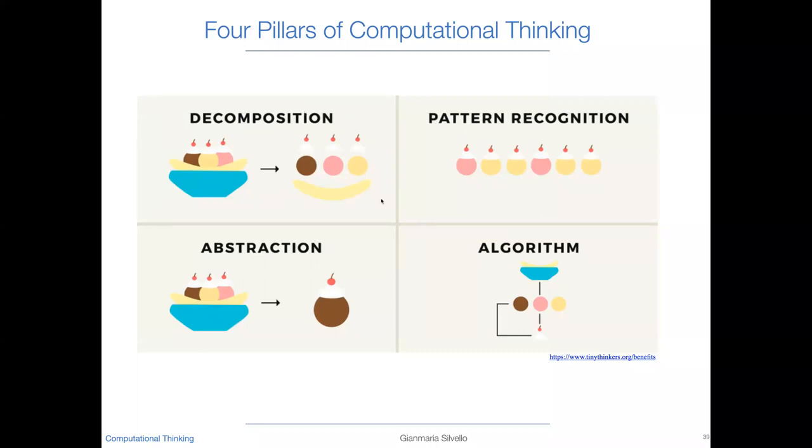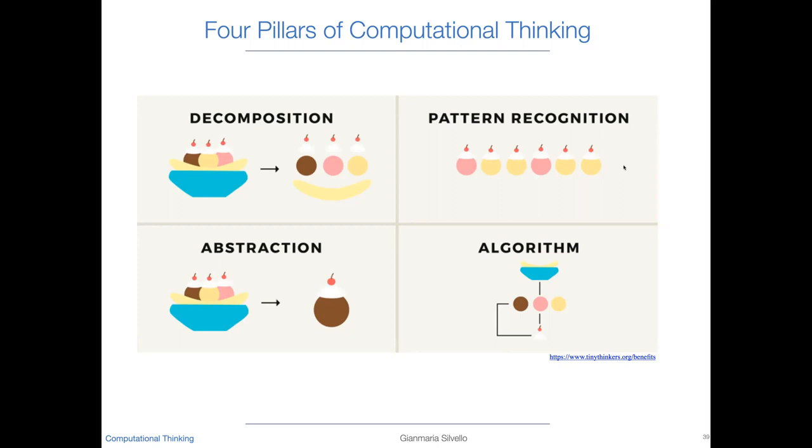Then another thing is pattern recognition. You see, all these objects are the same, just the color is different. Say that your problem is you want to eat this stuff. With pattern recognition, you say, well, if I know how to eat one of these, I might apply the same pattern for all the others. Of course, this is a stupid example.